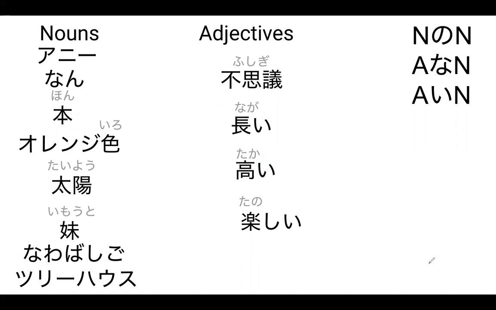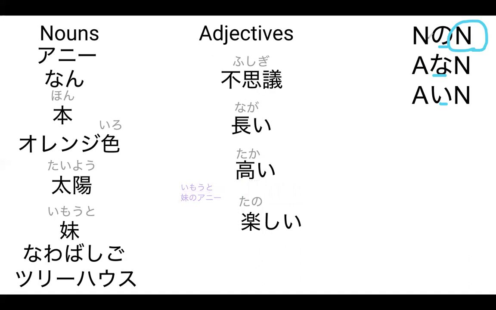A what, sorry? No, na, and ni. These all connect two things together in order to describe the second item. For example, imoto no ani, which is from our book. So, imoto no ani, where you're describing the ani as an imoto's.